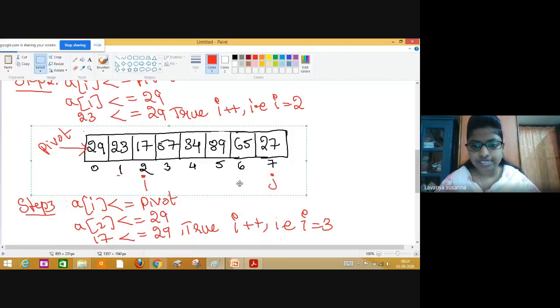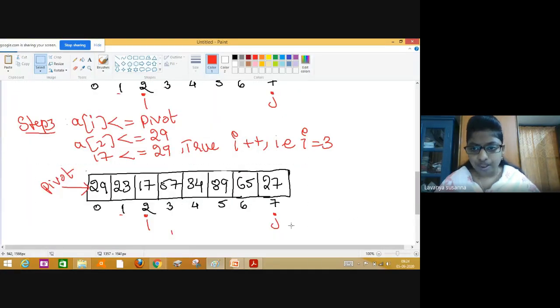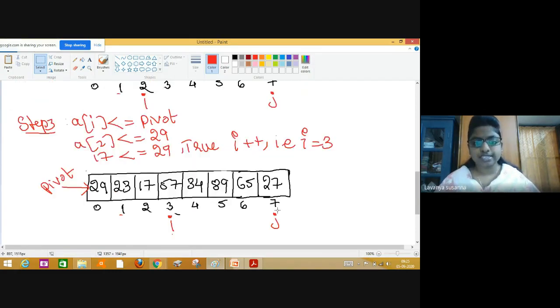Again repeat the process, step 4. Now I is 3, right? See here, I is 3. I is pointing to 3. This is step 3, write down step 3. Again step 4. Again repeat the process. You need to repeat the process until I stops. If I has stopped incrementing, stop the process. I think in step 4 this process will be stopped because 57 is not less than the pivot.